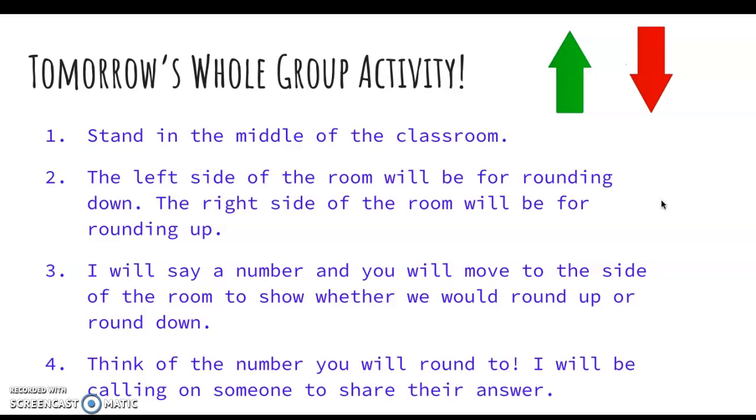So I just want to give you a little heads up. Tomorrow's whole group activity is going to look something like this. We're going to stand in the middle of the classroom, and the left side of the room is going to be for rounding down. The right side is going to be for rounding up. I'm going to give you guys a number, and you will move to the side of the room to show whether we would round up or round down. Then you're going to think of a number you would round to. I will be calling on someone to share their answer.